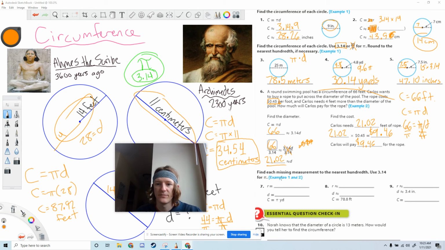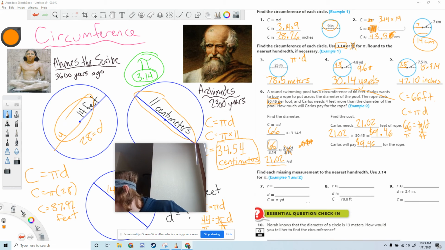For the next one, find each missing measurement to the nearest hundredth. Use 3.14 for pi. So for number 7, interesting. Circumference is pi yards. Remember, pi is a number. Pi is 3.14. So circumference in this is 3.14. So we need to find the radius and the diameter.